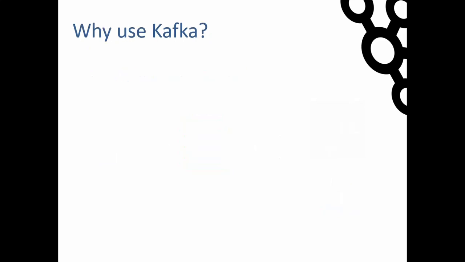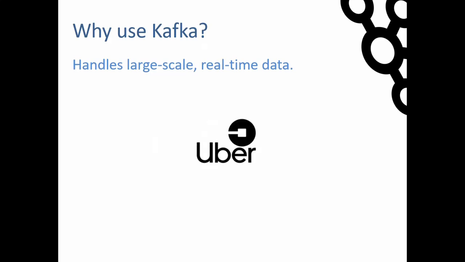Now that we have a general understanding of Kafka, let's discuss why we use it. Simply put, Kafka is designed to handle large-scale, real-time data streams. Let me explain with an example. Think of Uber. When you book a ride, it quickly finds the nearest drivers, even when thousands of people are booking rides simultaneously. So how does Kafka handle this?